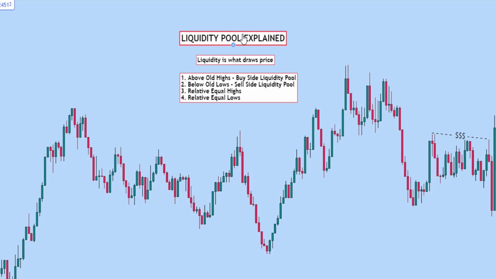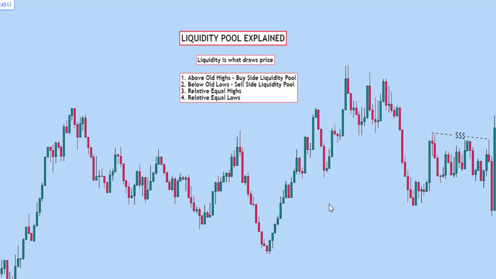And the word liquidity pool simply means an area where you have high potential of finding a lot of money in the market. So these are locations you can find liquidity in the market. Now you can find liquidity pool above old highs, that is in form of buy side liquidity. You can find them below old lows in form of sell side liquidity, and then you can find them above relative equal highs and below relative equal lows. I'm going to show you what that means shortly.